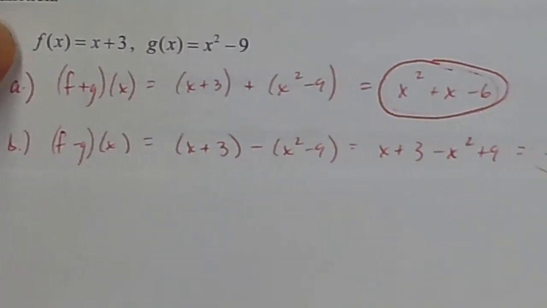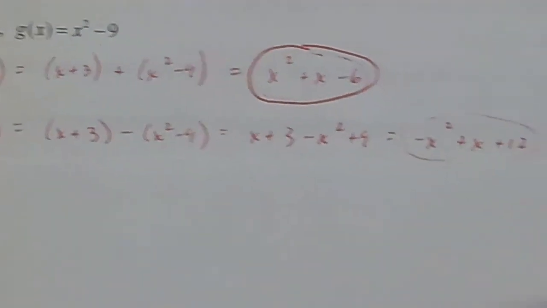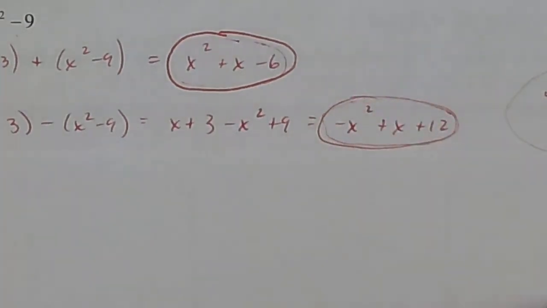Did you remember to change both of these signs, negative x squared and a positive 9? If you did, you probably got the right answer then. Negative x squared plus x plus 12.